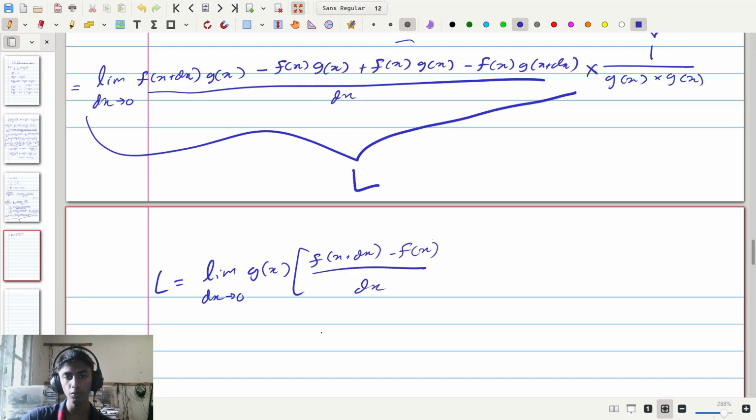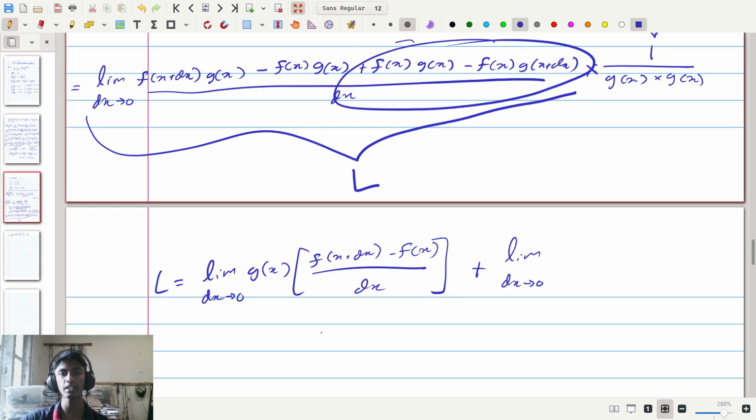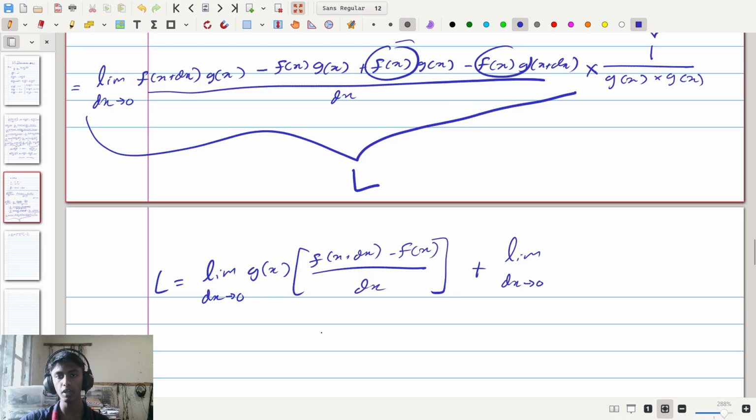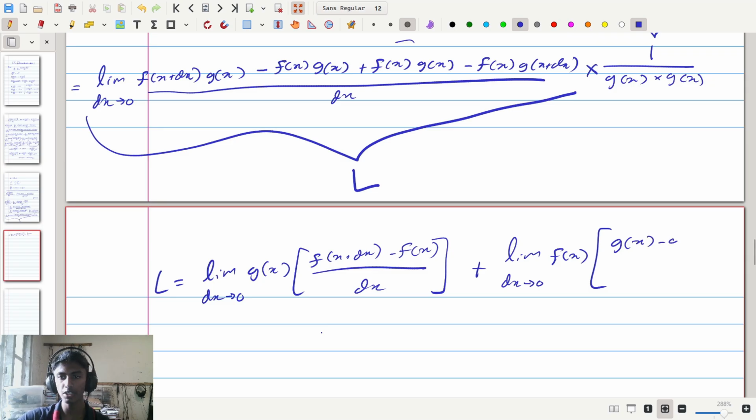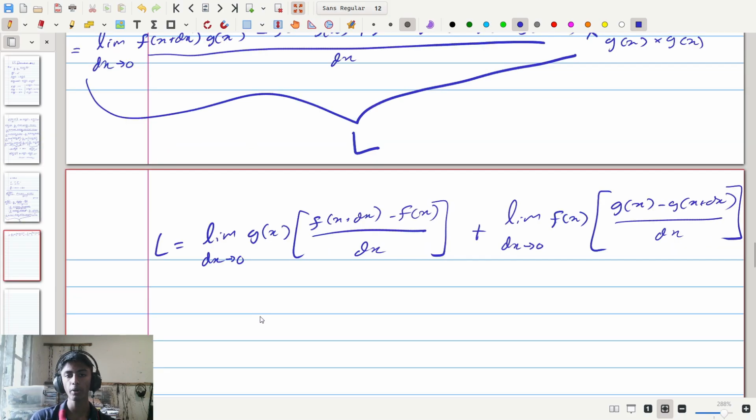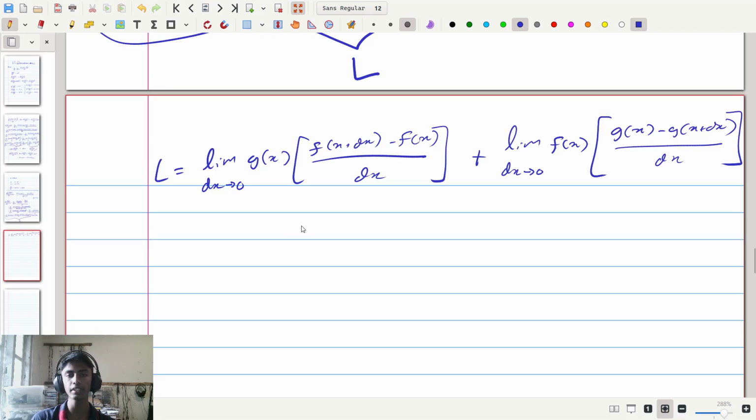Again, all of you who have watched the previous video will find this extremely familiar. And then there's a plus the second limit, which is the limit as dx approaches 0 of this bit right here. Over here you can see there's a common factor of f(x) in both of these. Factoring that out, we have f(x) multiplied by, and what's left is g(x) minus g(x plus dx) all divided by dx. So that's that. Now then, what we're going to do is start rearranging and evaluating.